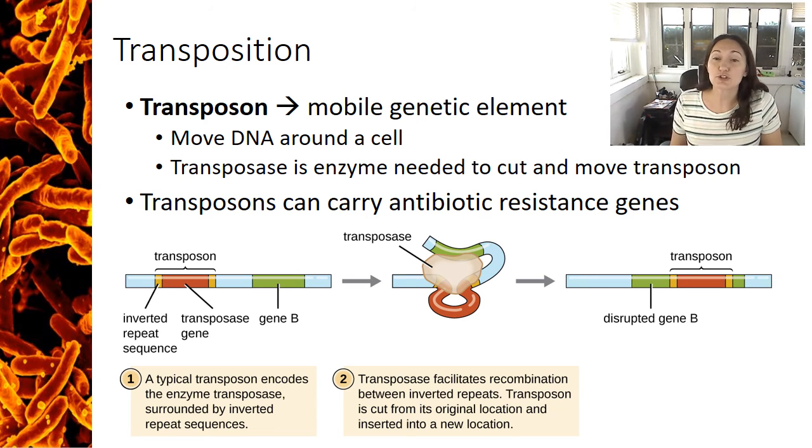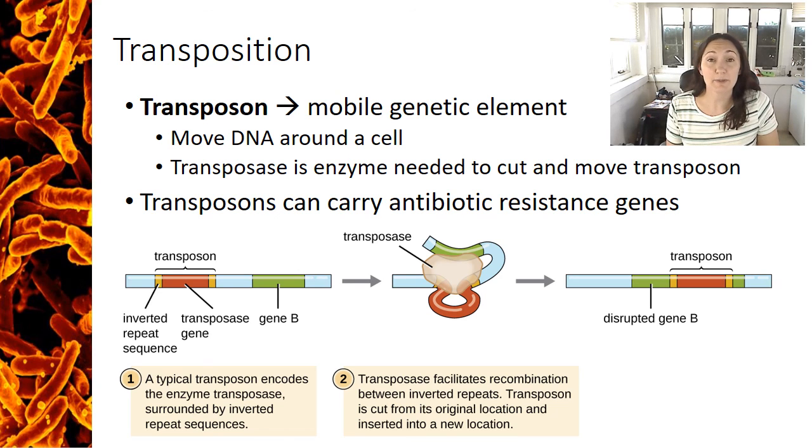These transposons are specific sequences in the DNA that have an inverted repeat at each end, so an inverted sequence that says this is the end of the transposon. And in between those is the gene for the transposase enzyme. That enzyme is what recognizes the transposon, cuts it out of one piece of DNA, and inserts it into another piece of DNA. In between those inverted repeats, you can also have other genes, like genes for antibiotic resistance, and so if that transposon jumps into a new piece of DNA, it brings those other genes along with it.